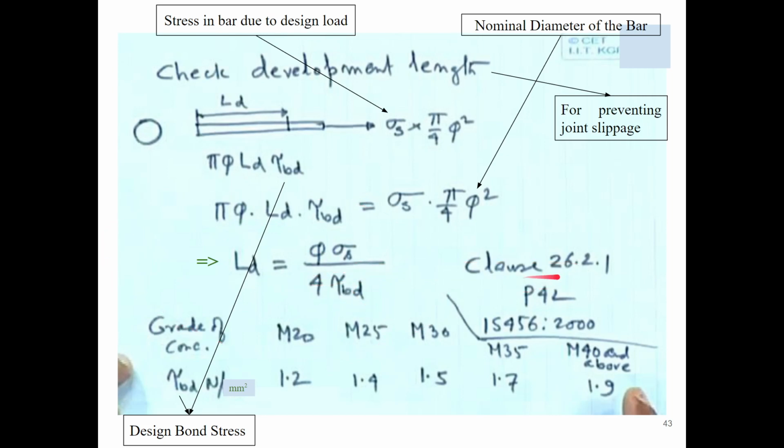This is as per clause 26.2.1, page 42 of IS 456:2000. So you can refer to this clause also for understanding it. They have given certain tau bd values for various grades. For M20 it is 1.2 megapascal, for M25 1.4, M30 1.5, M35 1.7, and M40 and above 1.9.